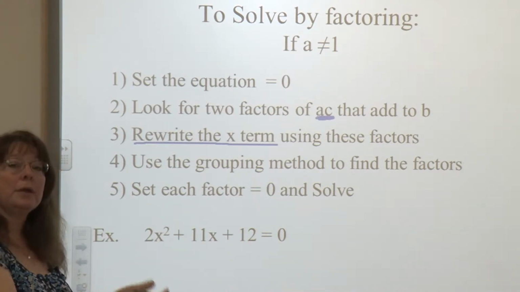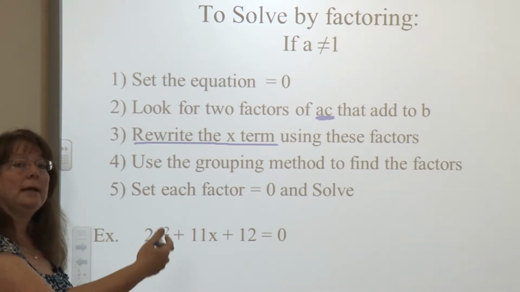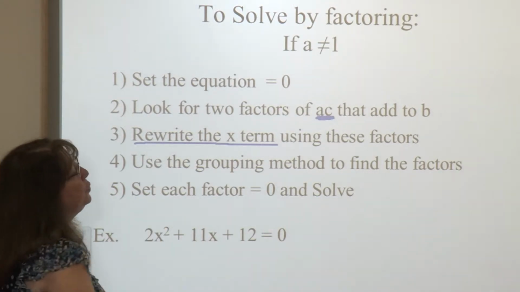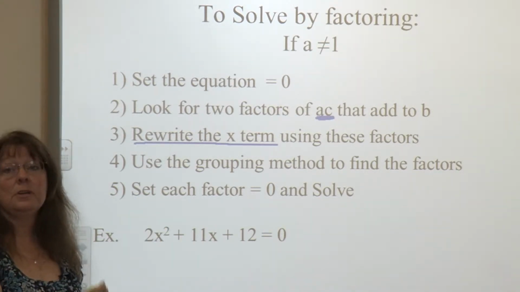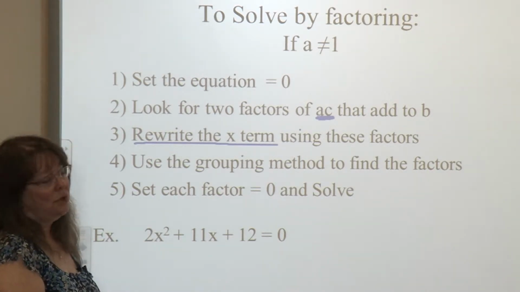That's what we're doing. We're working backwards from the FOIL, so that we're coming up with what the first, outside, inside, and last terms were before they were combined. We'll use what's called the grouping method to find the factors, and I'll show you that in an example. And then again, we'll set each factor equal to 0 and solve it.